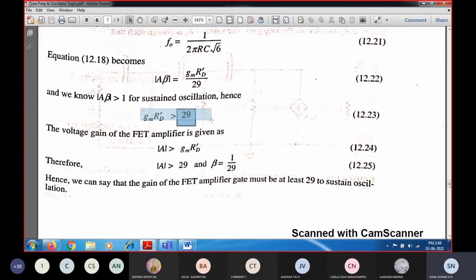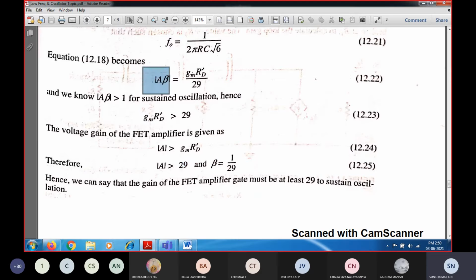So that is what the Gm into RD dash. So it should be greater than 29. So the amplifier gain should be greater than 29, and beta is the feedback network. This feedback network is going to have a reduction of voltage of 1 over 29. So this indicates that in order to have a loop gain, the amplifier gain must be greater than 29. Then only you are going to have a loop gain equal to 1.